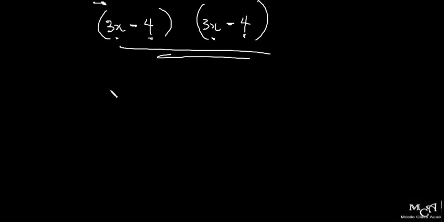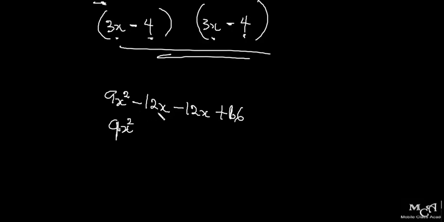3x times 3x will give me 9x squared. 3x times minus 4, what would that give me? It's going to give me minus 12x, right? Minus 4 times 3x is going to give me minus 12x. Minus 4 times minus 4 is going to give me plus 16. We have 9x squared minus 12x plus minus 12x will give me minus 24x. Then my plus 16.